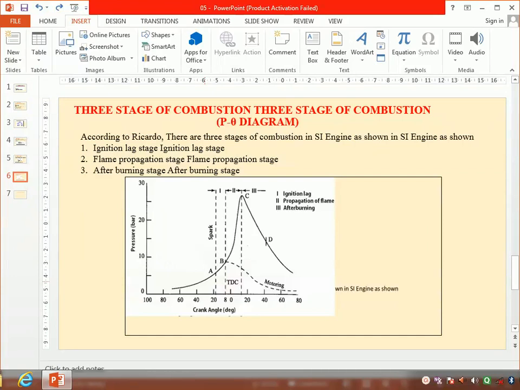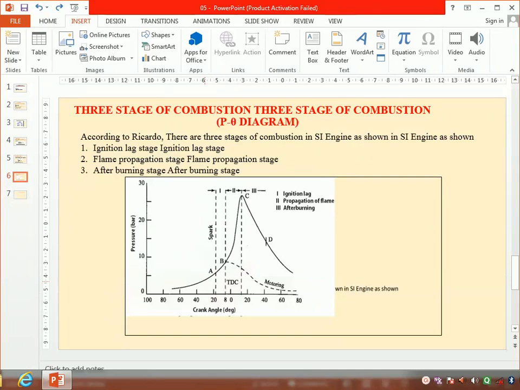So as shown in the figure, that is pressure versus crank angle, the actual P-theta diagram. In the examination they ask: explain the P-theta diagram in SI engine, or combustion stages in SI engine. The answer is the same for both questions. Getting? So here the stages fall under three categories: ignition lag stage, flame propagation stage, and afterburning stage. Getting? So first stage we will discuss A to B, the ignition lag stage.